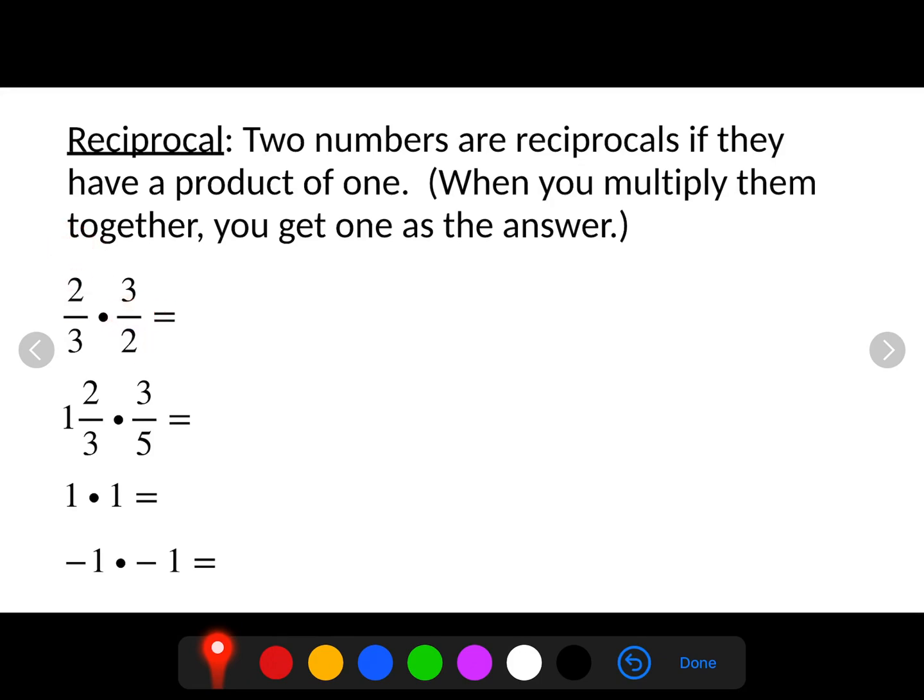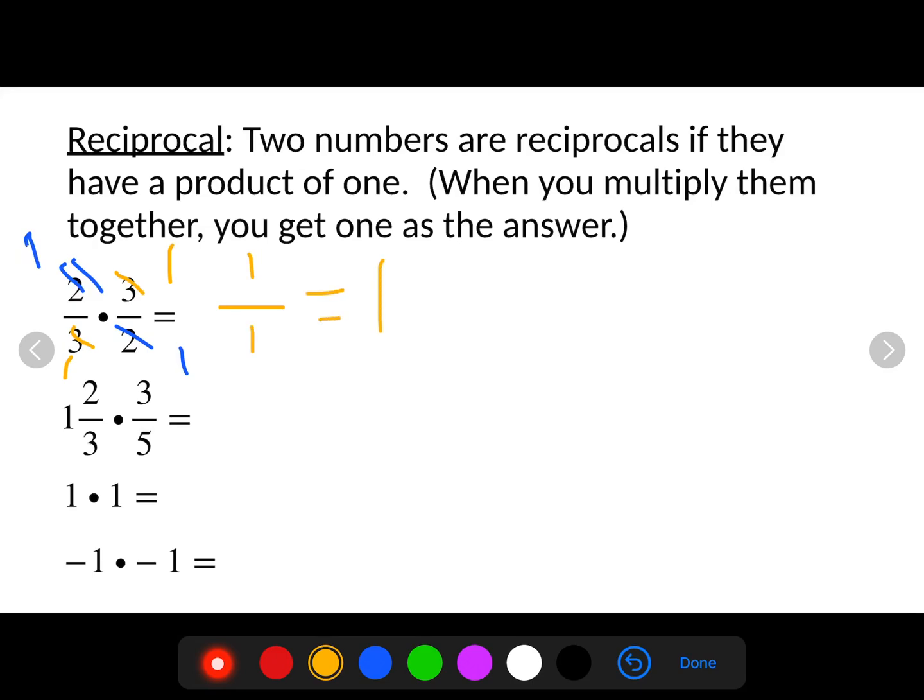2 and 2 can both be divided by 2. So cross that out. I get 1, 1. 3 and 3 can both be divided by 3. 1 and 1. 1 times 1 is 1. 1 over 1 is 1.